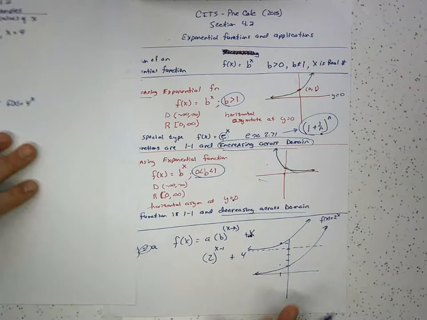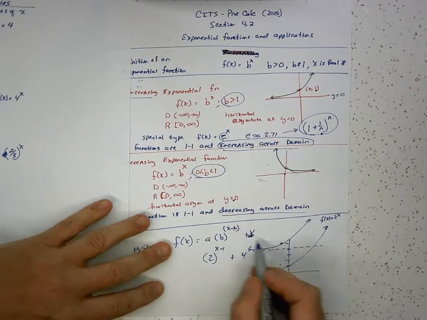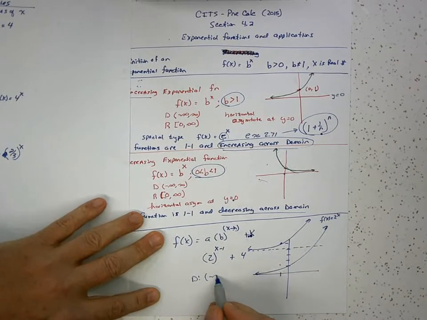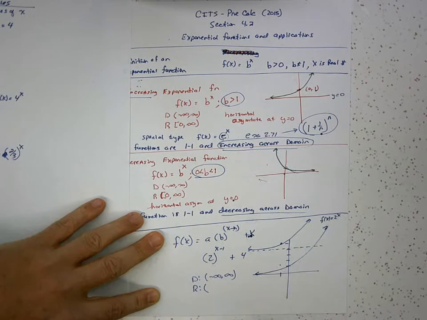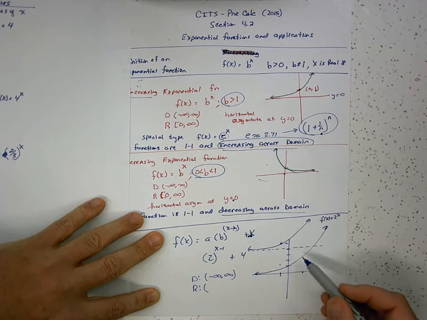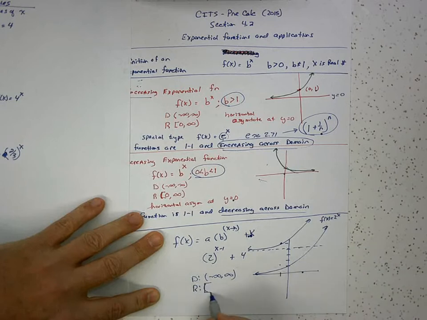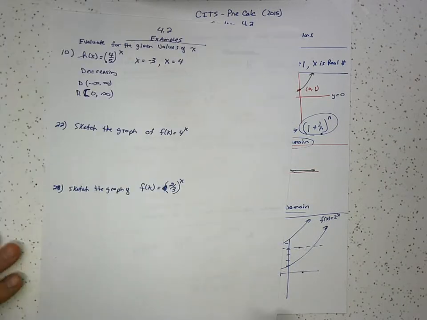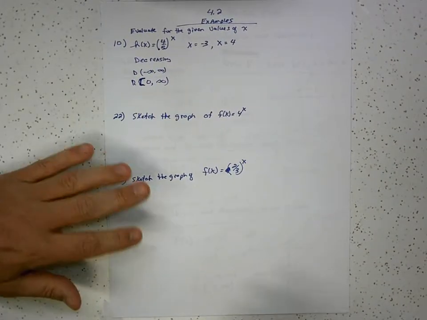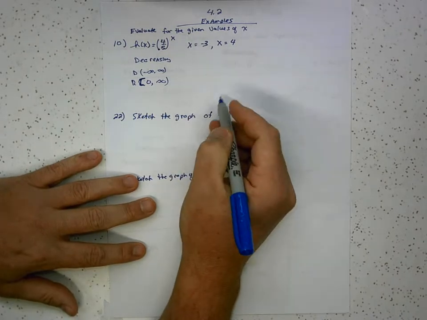Now, if I went back to this one, I know my domain is still negative infinity to positive infinity, but my range is going to change because my asymptote went up from 0 up to 4. So now that's going to go from 4 to infinity. Okay, see how that makes that little change there when I slide it? Now, it just wants us to find the values. The values of x are negative 3 and 4.